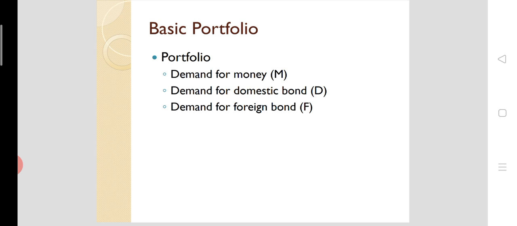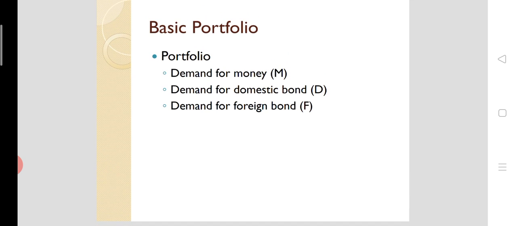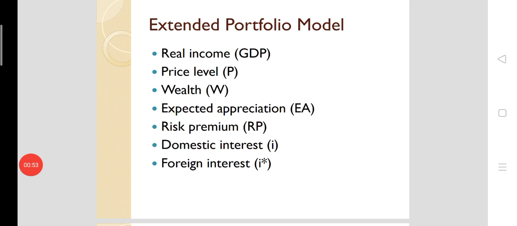bond. That means the money is kept in the form of money itself, or in the form of domestic bond, and or in the form of foreign bond. So these are the three financial assets in which the money is kept. So let's look at the demand for each asset in the portfolio. So we are going to look at the extended portfolio model.